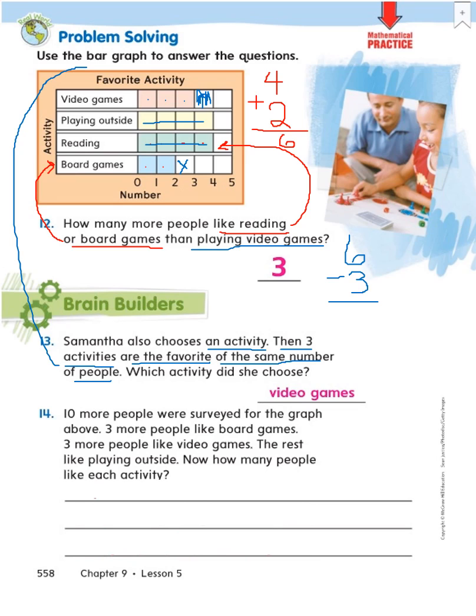Now, let's go to an even harder one, number 14. And remember, we're in the Brain Builder section. 10 more people were surveyed for the graph above. 3 more people like board games. 3 more people like video games. The rest like playing outside. Now, how many people like each activity?